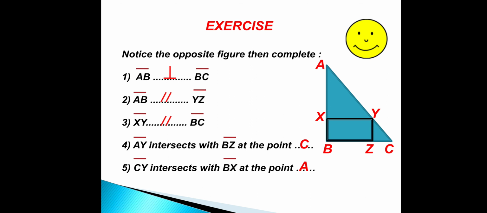Again, AB is perpendicular to BC. AB is parallel to YZ. XY is parallel to BC. AY intersects BZ at C. CY intersects PX at point A.